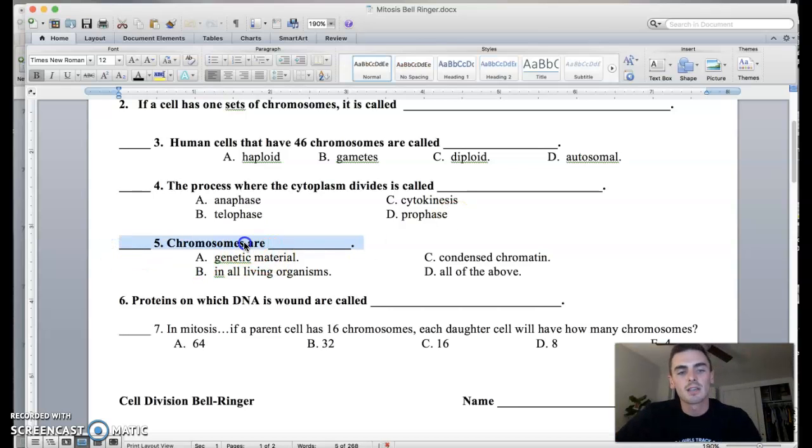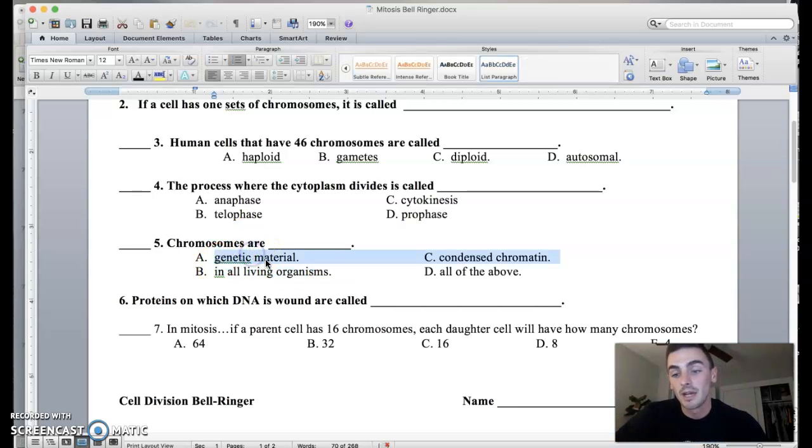Number 5 says chromosomes. We know yesterday that's those little strands of DNA we talked about. They are genetic material, so A is true. We know that. B says they are in all living organisms. All living things have DNA. That is true. We also know that they're condensed forms of chromatin that get coiled up to form chromatid, which get together as sister chromatids to form chromosomes. So number 5 should be D, all of the above.